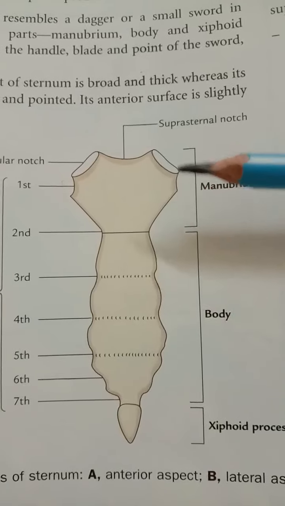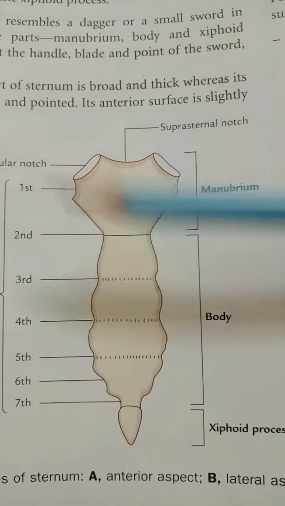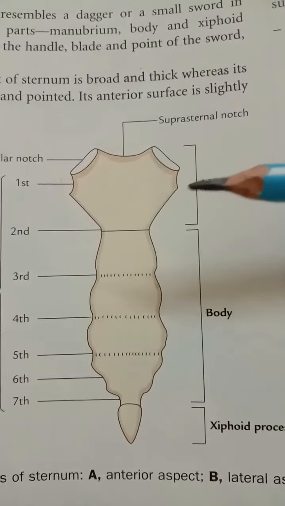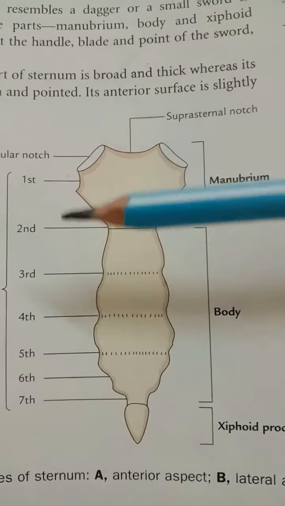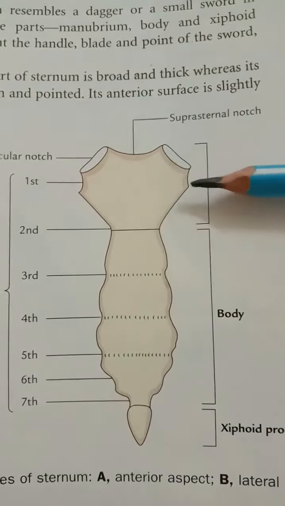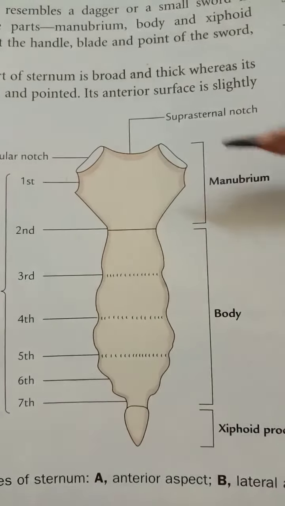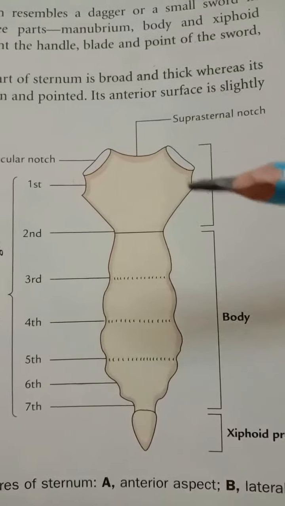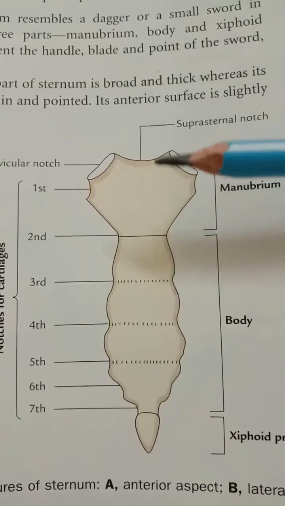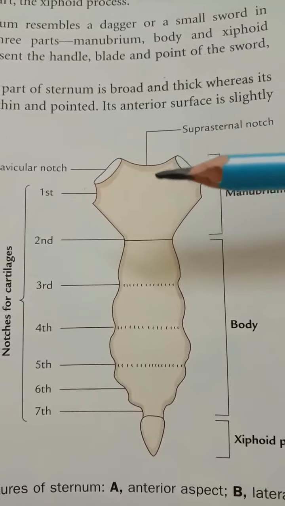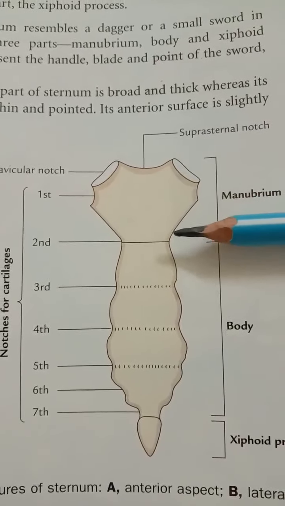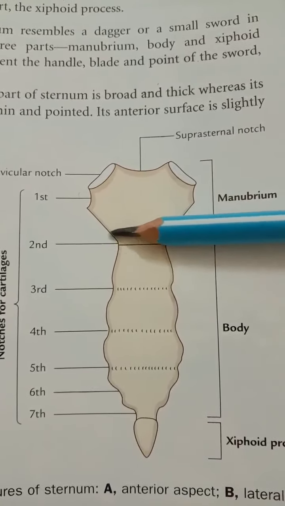Then the lateral border. The lateral border forms a primary cartilaginous joint with the first costal cartilage. Here you can see it on both sides. And it presents a demifacet for synovial articulation with the upper part of the second costal cartilage. So here.